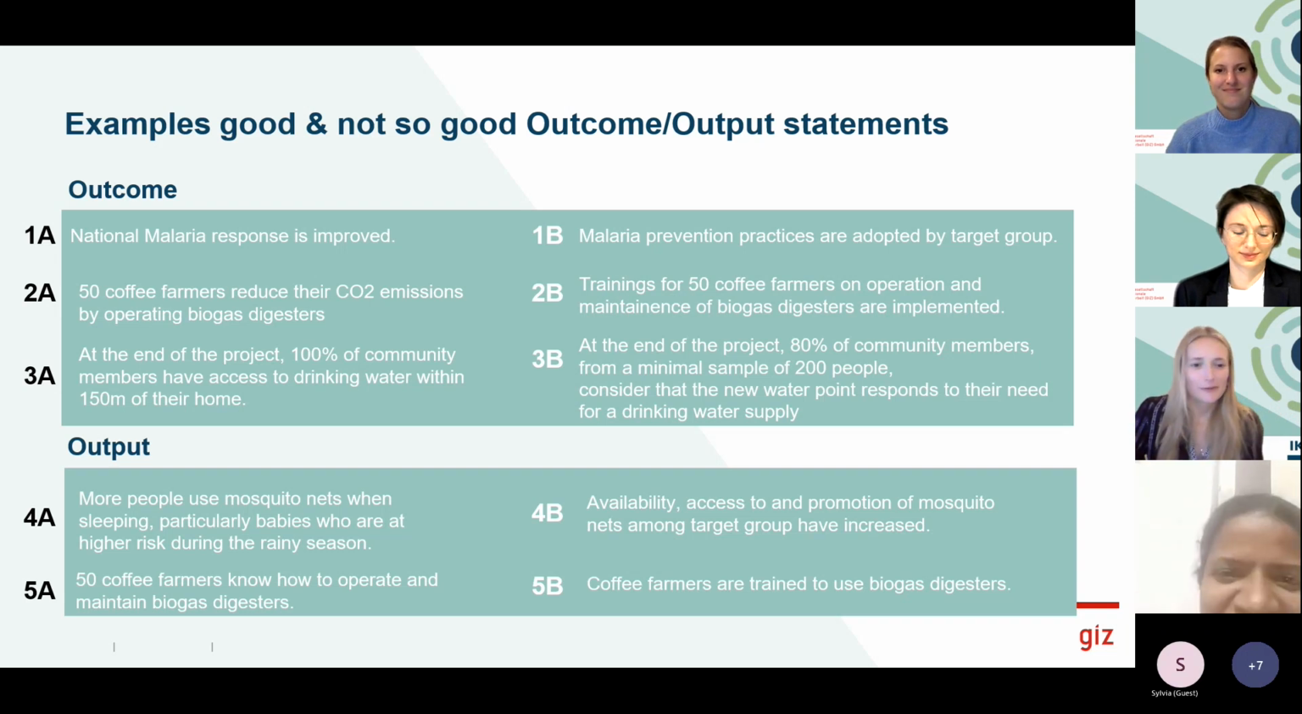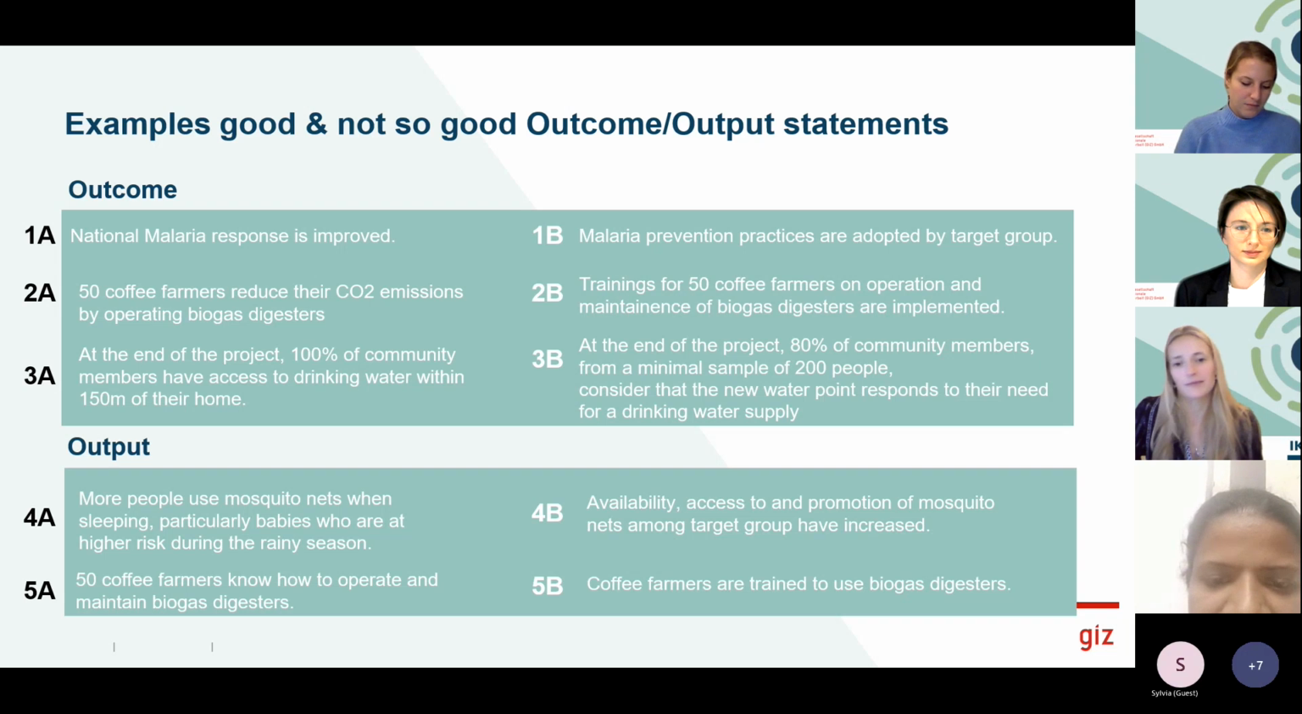Why? So 4A is again too long, it's not clear, and it's also on the wrong level because the use of mosquito nets is a behavior change and thus an outcome. So yeah, 4B is the better formulated one. And then last but not least, we have one more.